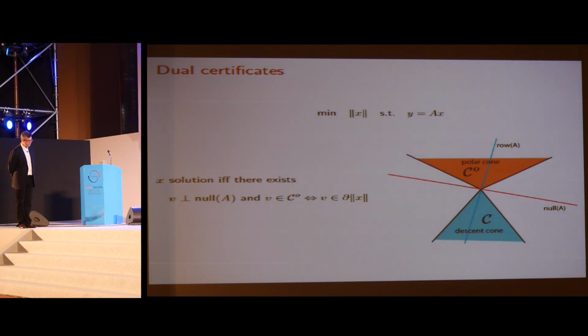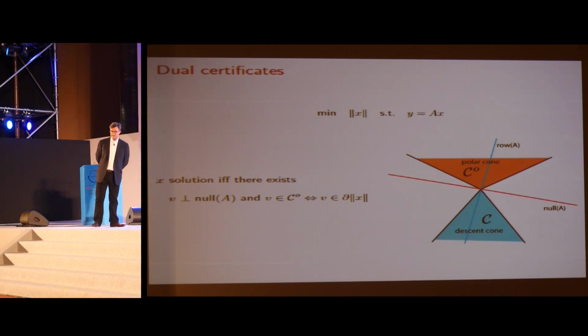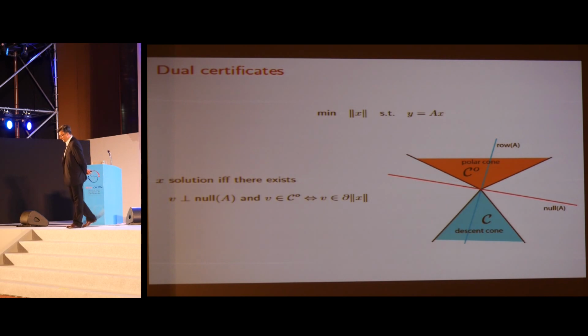So how can it be? Well, this is a kind of the last piece of geometry we're going to use. People working in this field have to use other techniques to understand when minimum norm solutions actually do work. It's a very elementary fact that X is going to be a solution to the minimum norm problem if and only if there is what I'm going to call a dual certificate. For those of you in optimization, these are nothing else but the KKT conditions, really.